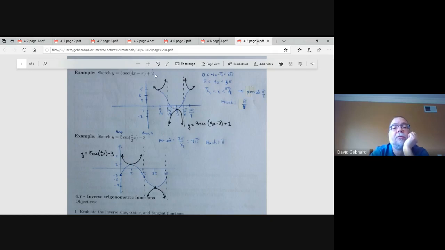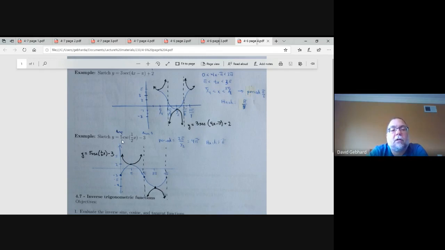And so when I draw my cosine, I would actually start my cosine at 3 and go down to 0, but because I'm shifting up 2, I'm going to start at 5, go down to 2, down 3 from there to -1, back up 3 to 0, and up another 3 to get to 5. And then we just flip those. And so the black graph is what the graph of 3 secant 4x minus pi plus 2 is going to look like.